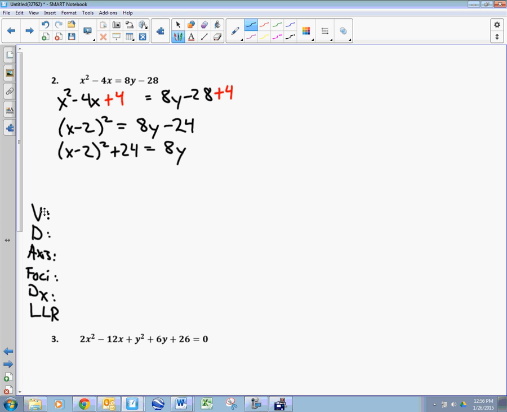How do I solve for y? Do I divide the 24 by 8, the x minus 2, or both? Everything gets divided by 8. So what coefficient should I put out in front here then, to show that's being divided by 8? 1/8. 1/8 times the quantity x minus 2 squared plus 3 is equal to y.